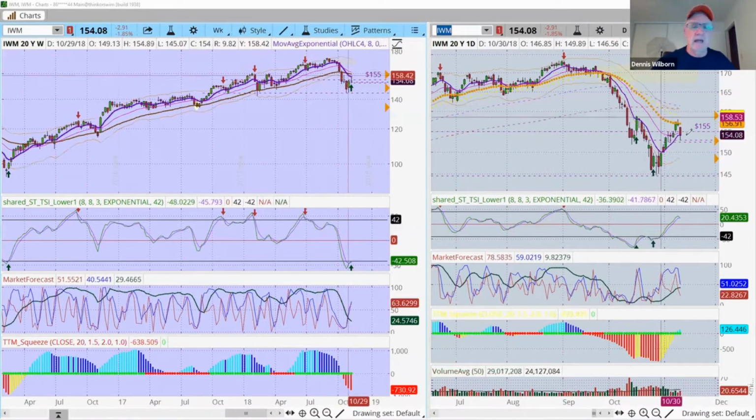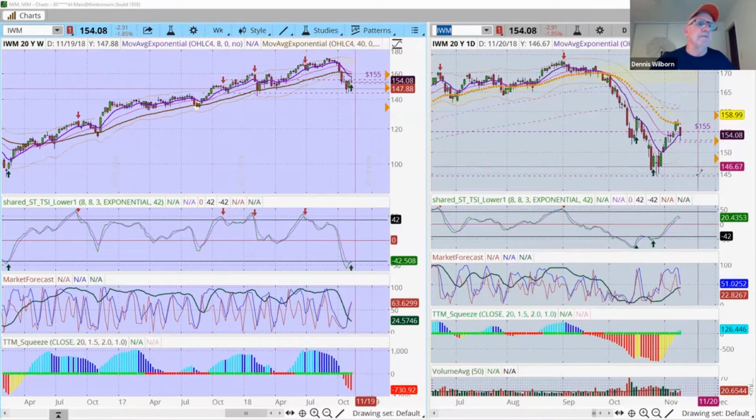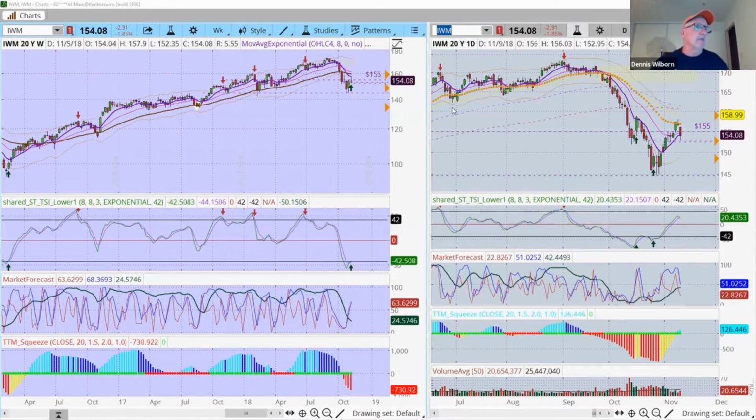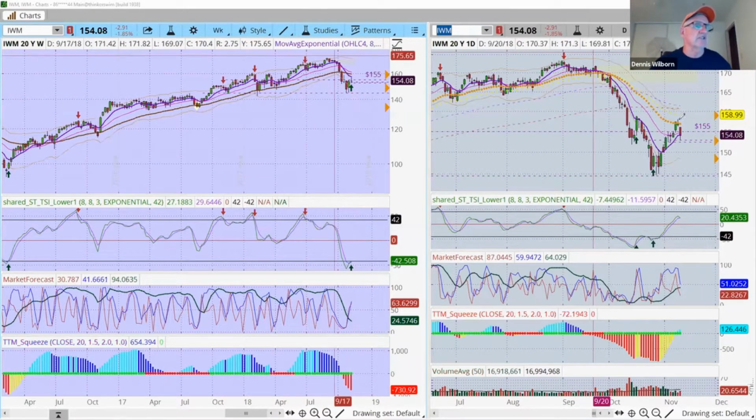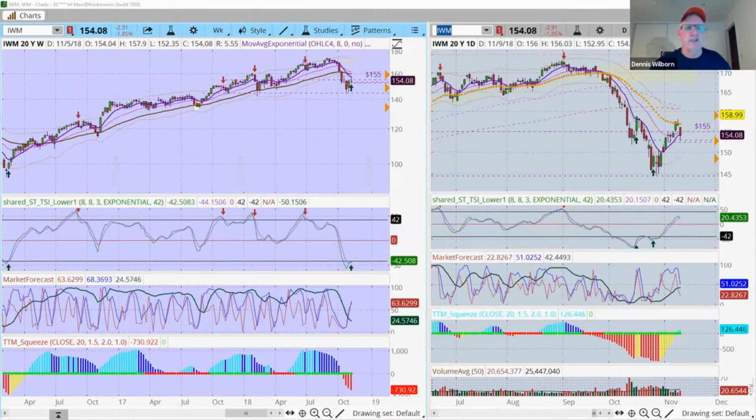So we like that. If this pullback goes all the way to the 145 level, then that's telling us that there's more weakness in the market than we would anticipate, or than we think there is. Because what we would expect going into the end of the year is maybe a pullback to 150 and then a bounce and run higher. That's what we would trigger for.